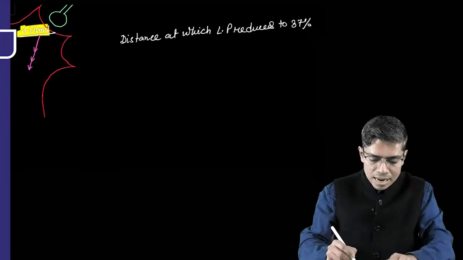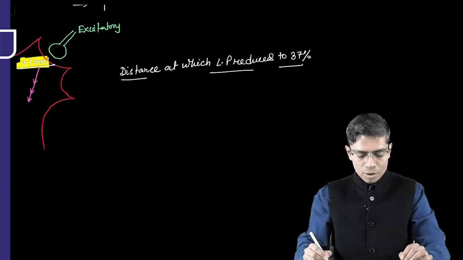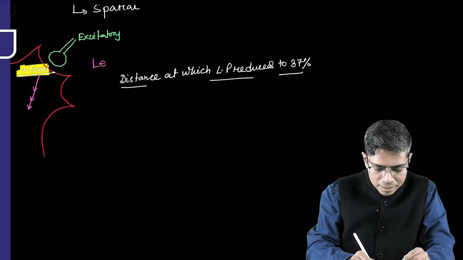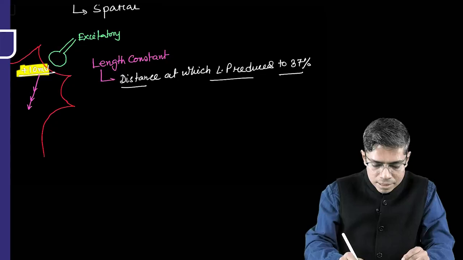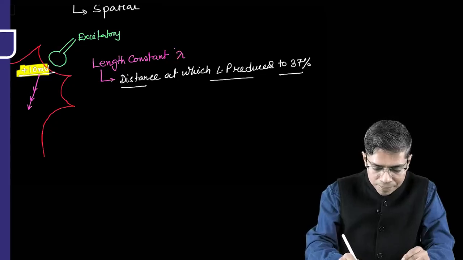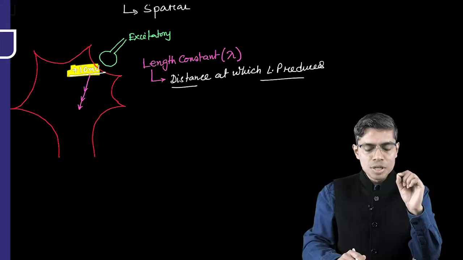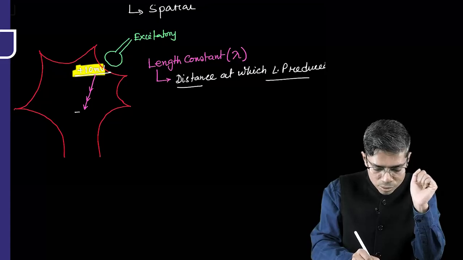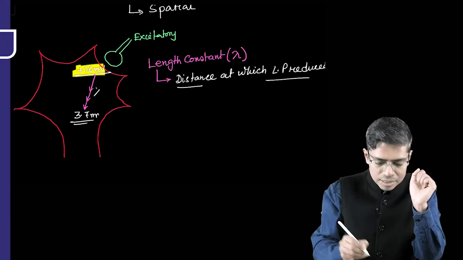So the distance at which the local potential reduced to 37% of the original voltage, that distance is known as length constant. The length constant is denoted by lambda. Lambda is equal to the distance at which the local potential reduced to 37% of the original. So if the original voltage is 10 millivolt, it will reduce to 3.7 millivolt. At which distance? That is nothing but lambda.